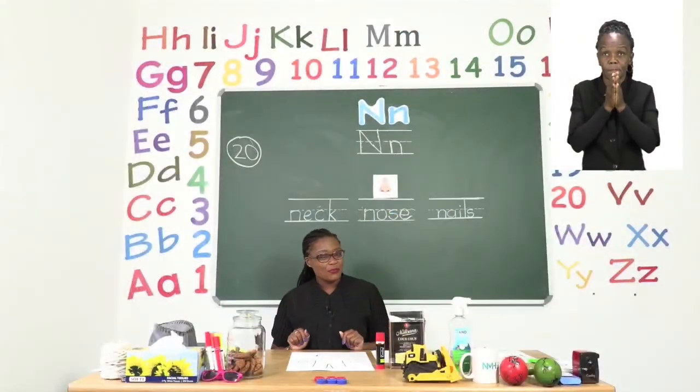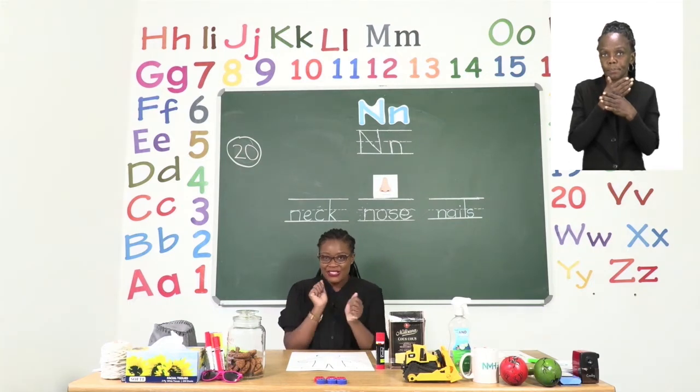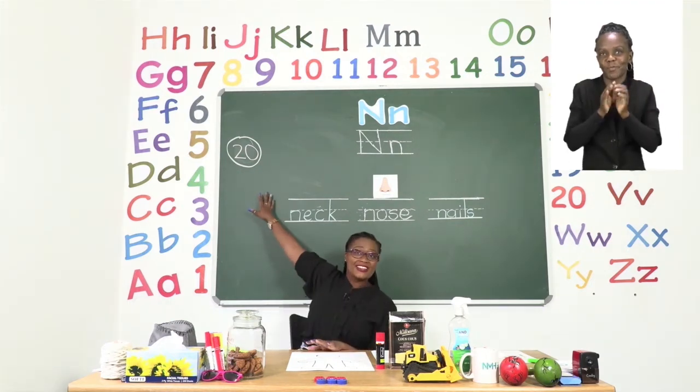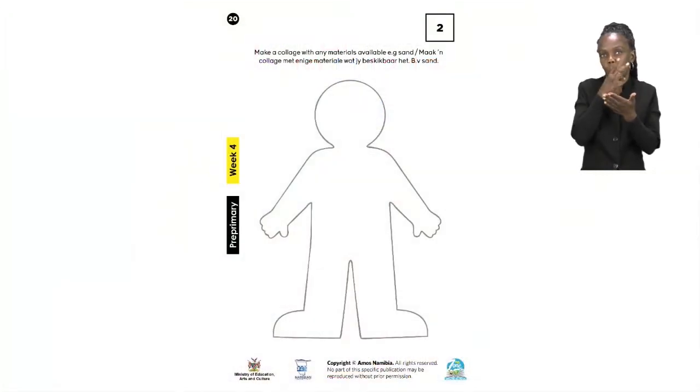For our next exercise, boys and girls, we are going to do something so much fun. Please can you turn to page 20. On page 20, we are going to do a little bit of art. Yay, some art. And this time, instead of cutting up anything, we are going to make a collage. Everyone, let's say collage. Collage. Now the collage that we're going to make is going to be with any materials that you have. In this case, you can use sand or rice or cotton, anything that you can find.